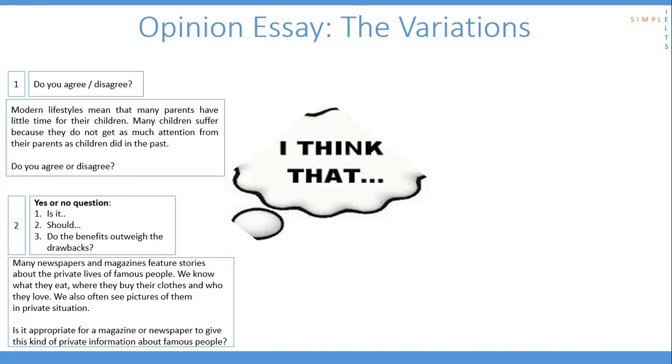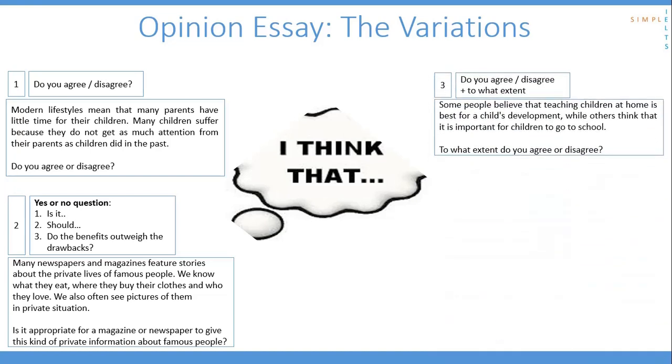Many newspapers and magazines feature stories about the private lives of famous people. We know what they eat, where they buy their clothes, and who they love. We also often see pictures of them in private situations. The question is, is it appropriate for a magazine or a newspaper to give this kind of private information about famous people? So you can answer the question by saying it is appropriate, or no, it is not appropriate, and so on. So it's a simple yes or no question. And you also have to provide your opinion. Why is it appropriate or why is it not appropriate?